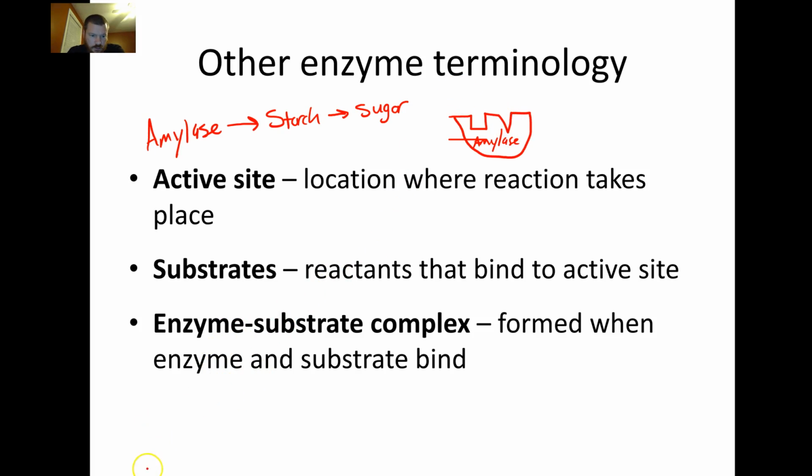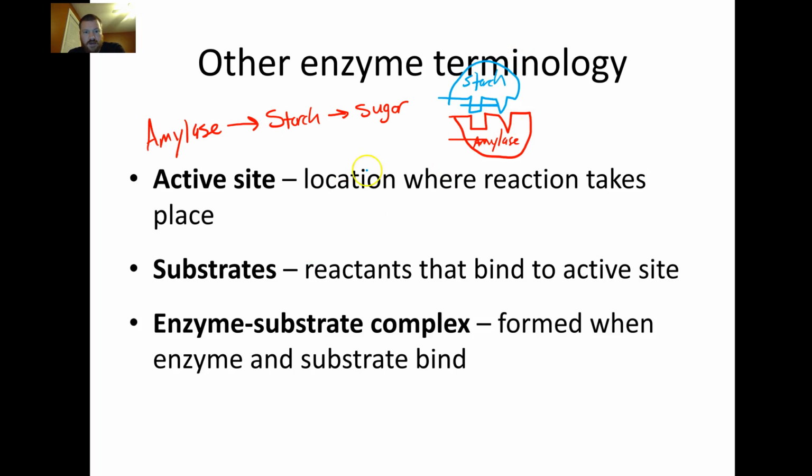then, and I'll change the color here, then the structure of starch should look something like this. Right, so that should be starch. Right, so they should fit very closely together. Again, I don't know why I drew that little extra line, but they should look just like that and go together, kind of lock and key. So where they go together is called the active site.